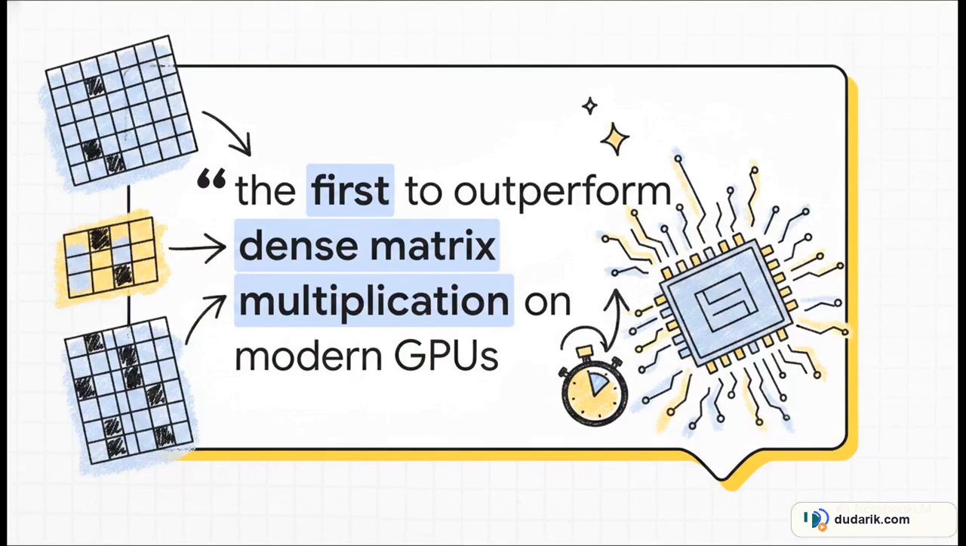The researchers state evaluations show that our work is the first to outperform dense matrix multiplication on modern GPUs equipped with high bandwidth memory. The supposed 50% dead zone for unstructured sparsity wasn't some hard limit of physics. It was simply a software-hardware mismatch just waiting to be solved by some clever engineering.